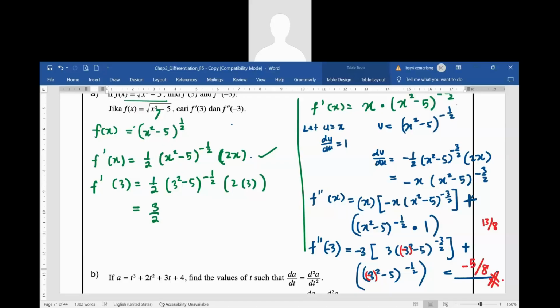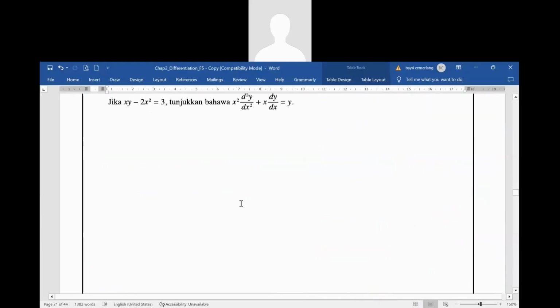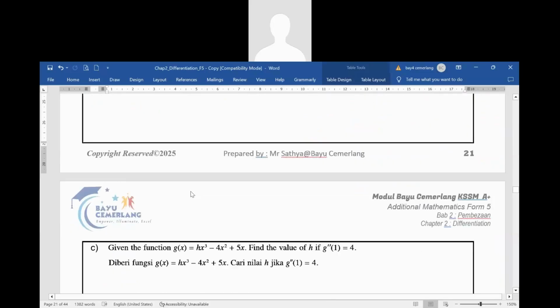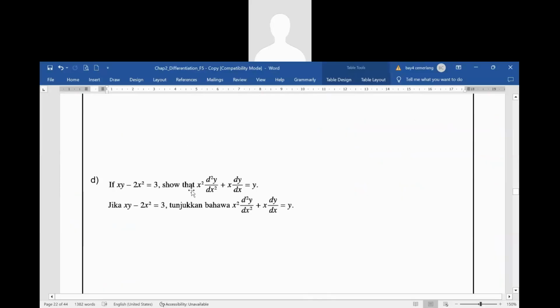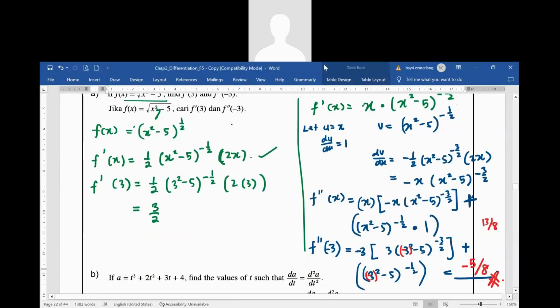Okay, now I want you to try B, C, D. I already taught you a lot of questions, right? Okay, saya bagi satu soalan 5 minit lah. Cuba buat B, C, and D. Saya buat saja tak adil lah. Kamu buat juga. Okay, cuba buat dulu.